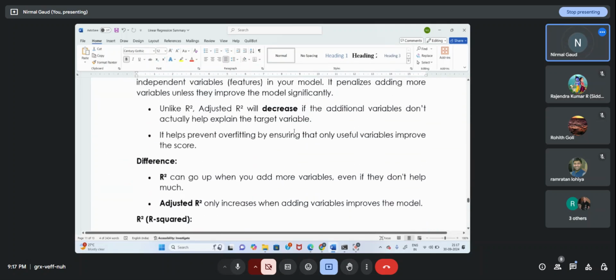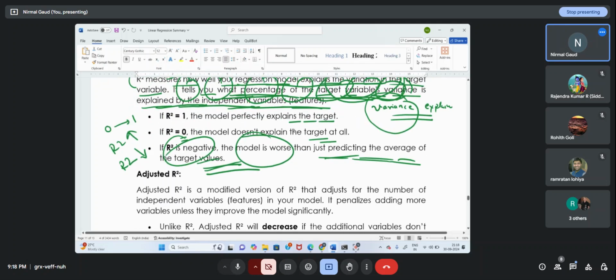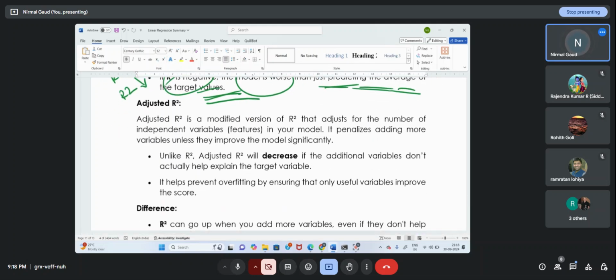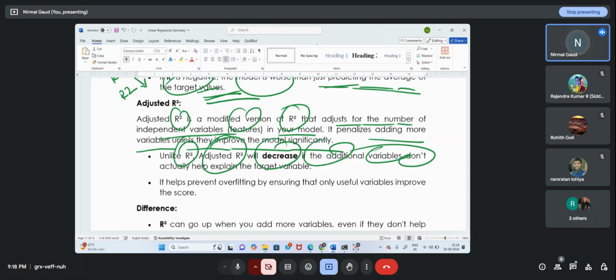Okay, so adjusted R2 is a modified version of R2 that adjusts for the number of independent variables in your model, and it penalizes adding more variables unless they improve the model significantly. Add the penalty. Unlike R2, adjusted R2 will decrease if the additional variable doesn't contribute, doesn't explain the target. That's what variance explained is, that's what I'm saying: how independent features are explaining the target.